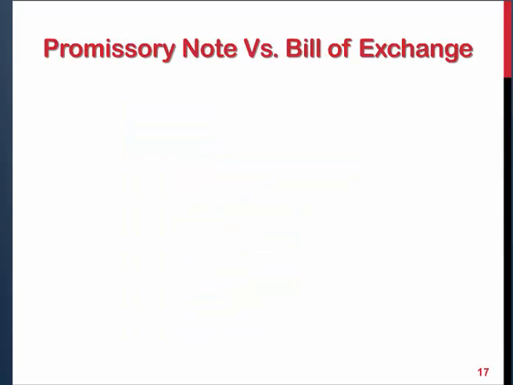Students, we have discussed promissory note and bill of exchange. There are several points of differences between them. Let's discuss these points. 1. Number of parties. In promissory note, there are two parties, maker and payee. But in bills of exchange, there are three parties, drawer, drawee and the payee.